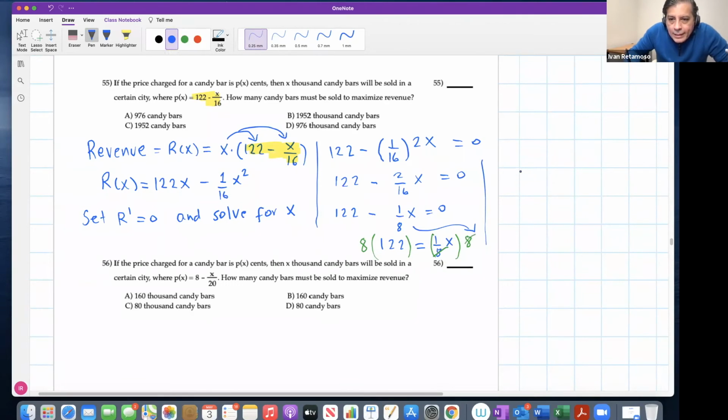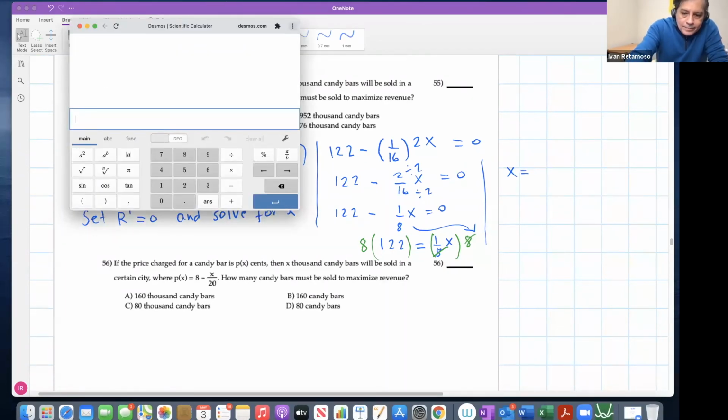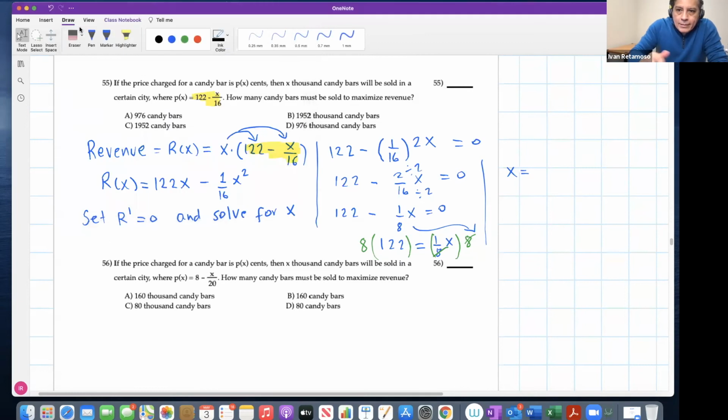So finally, x should be equal to 8 times 122, right? So let's do that. 8 times 122 is just 976. 976.